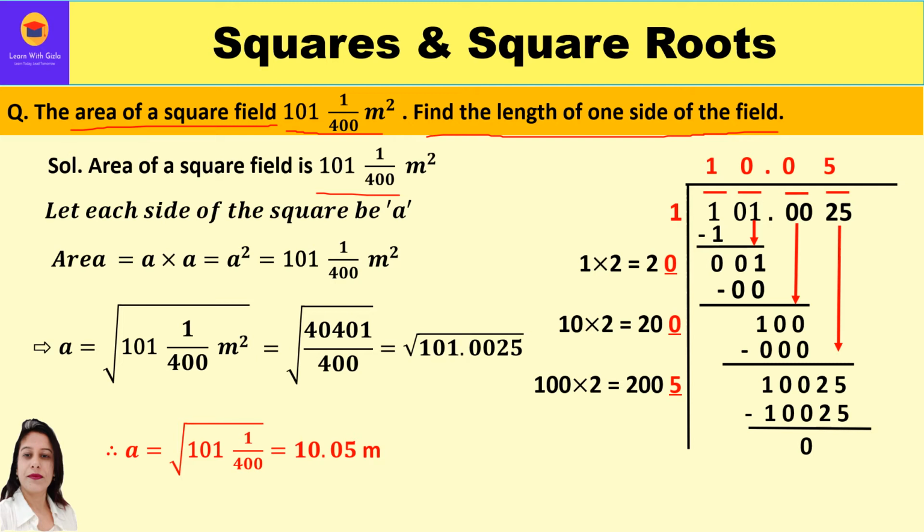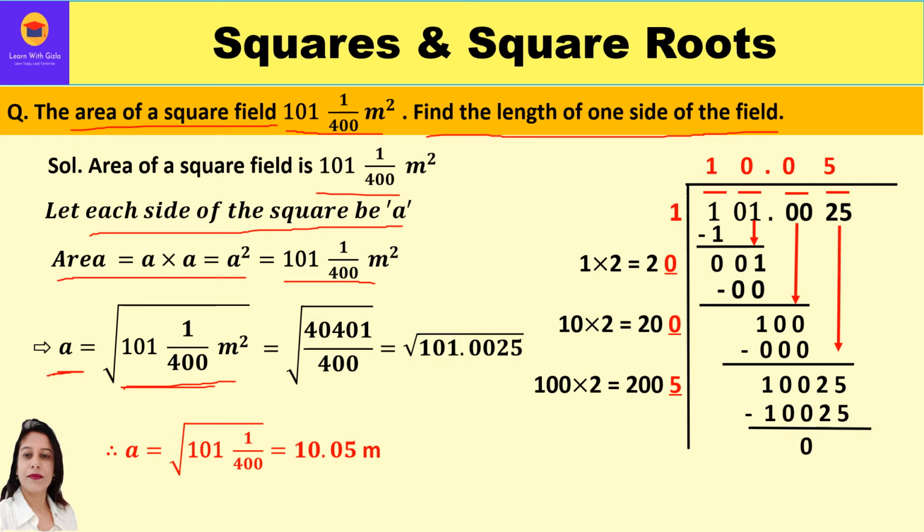Let each side of the square field be A, and the area of a square we know is A into A, which is A square, equal to 101 1 by 400 meter square, right? Now we have to find the side, that is A, which is the square root of 101 1 by 400. So basically we have to find the square root of 101 1 by 400 to get the length of each side of this square field.